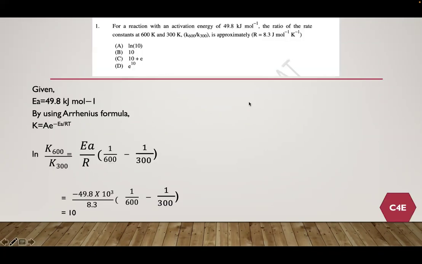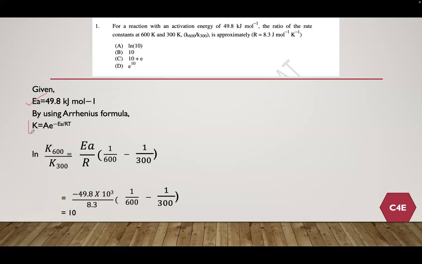So the very first question here is for a reaction with an activation energy of 49.8 kilojoules per mole, the ratio of rate constants at 600 and 300 Kelvin are given, and the R value is also given to us, and we need to find the ratio of this rate constant. So Kelvin, the temperature is given. So we know that in our case, the activation energy or the EA is given, which is 49.8.